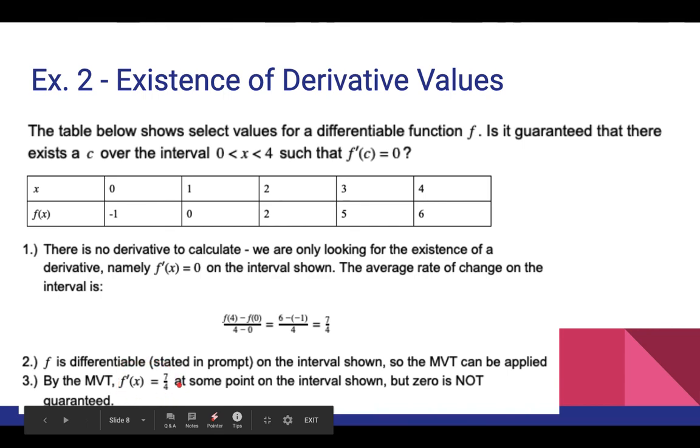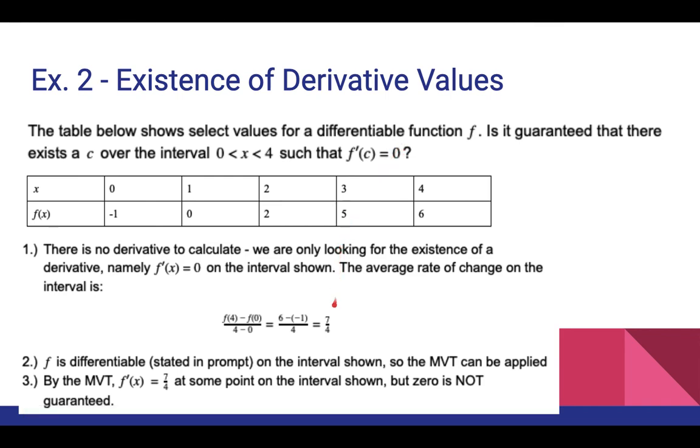Okay? So in this last step, put more succinctly, you'll compare your average rate of change to the value that you're interested in, and if they match up, they're equal, your derivative will be guaranteed to be equal to that value. If the average rate of change does not equal the value specified, then it is not guaranteed that your first derivative equals the value specified in the prompt. And these are the applications of the mean value theorem.